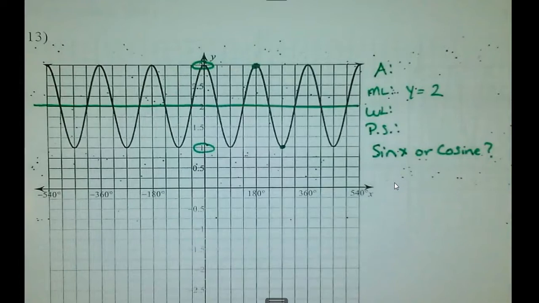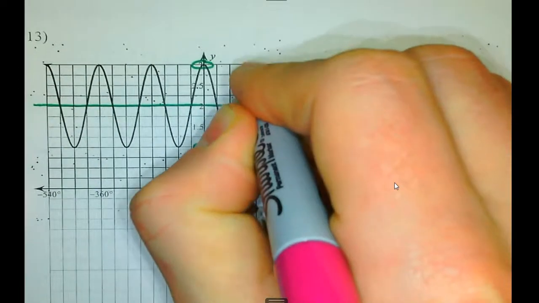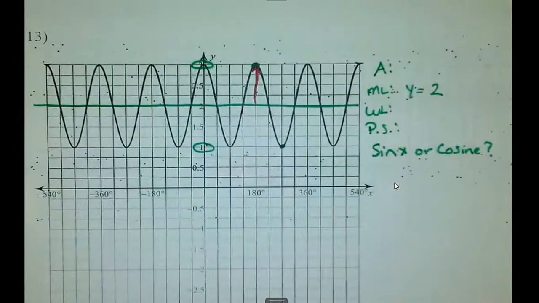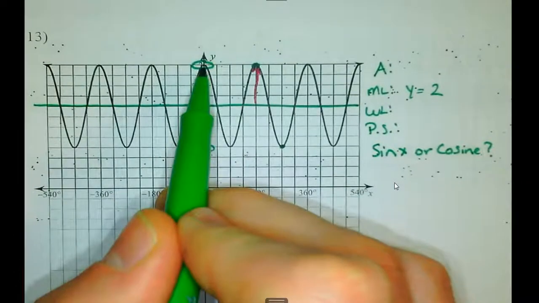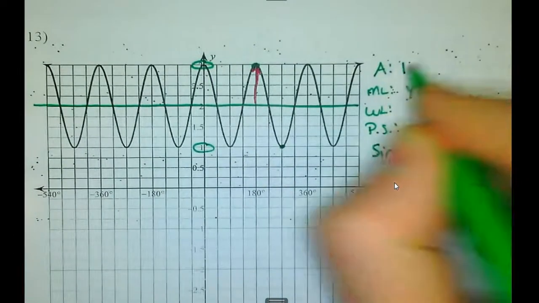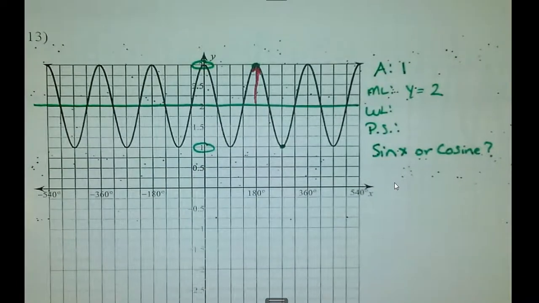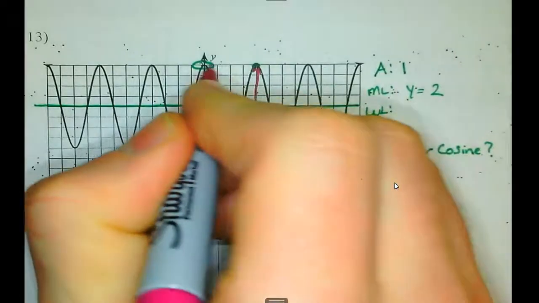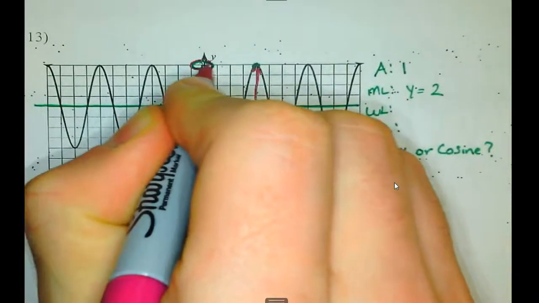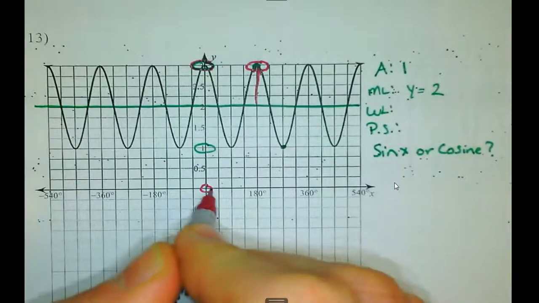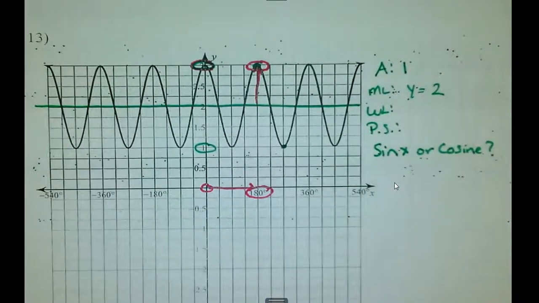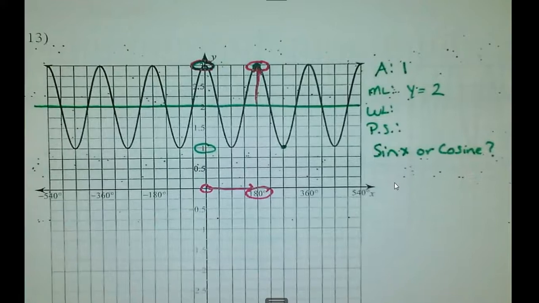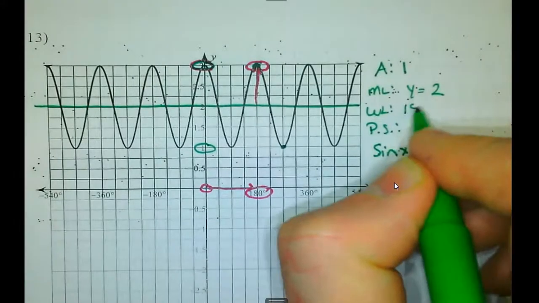Okay. The amplitude is the distance from the midline to the crest. And that is a distance from 2 to 3. That's a distance of 1. The wavelength, with cosine, in my opinion, is easier because you just go crest to crest. Okay, and crest to crest is a value of 180 degrees. That's the distance. So you get a wavelength of 180 degrees.